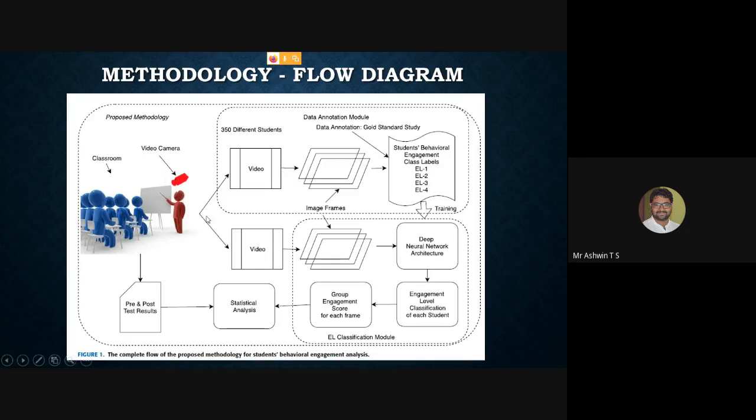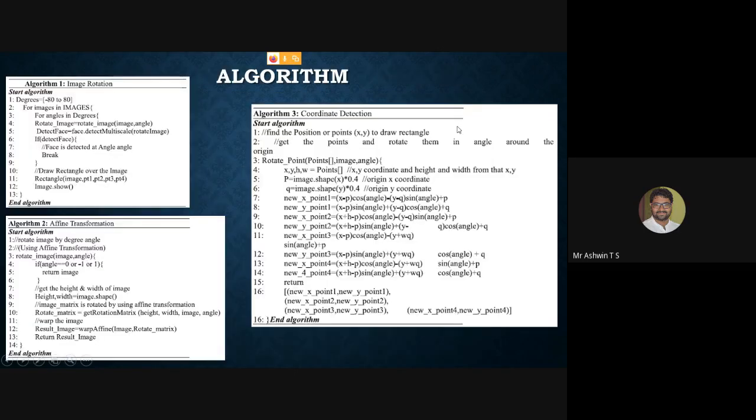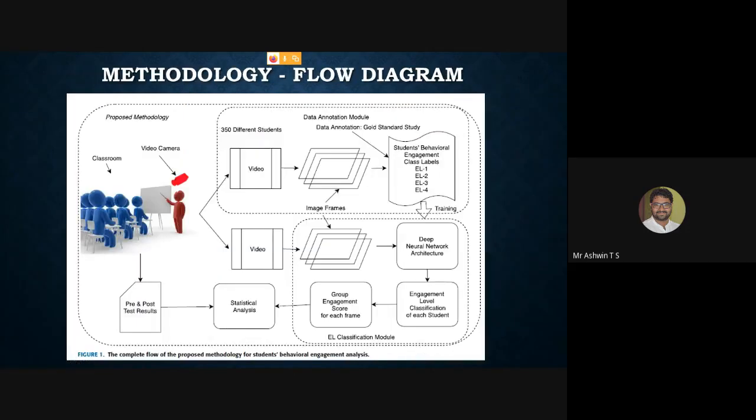Now, we will take the data. In order to train, we have to annotate. So this is the annotation module, that's indirectly the training module. Here we'll take the video, we'll take each frame and we will give some class labels. This is behavior. There are 4 different standard class labels for that.